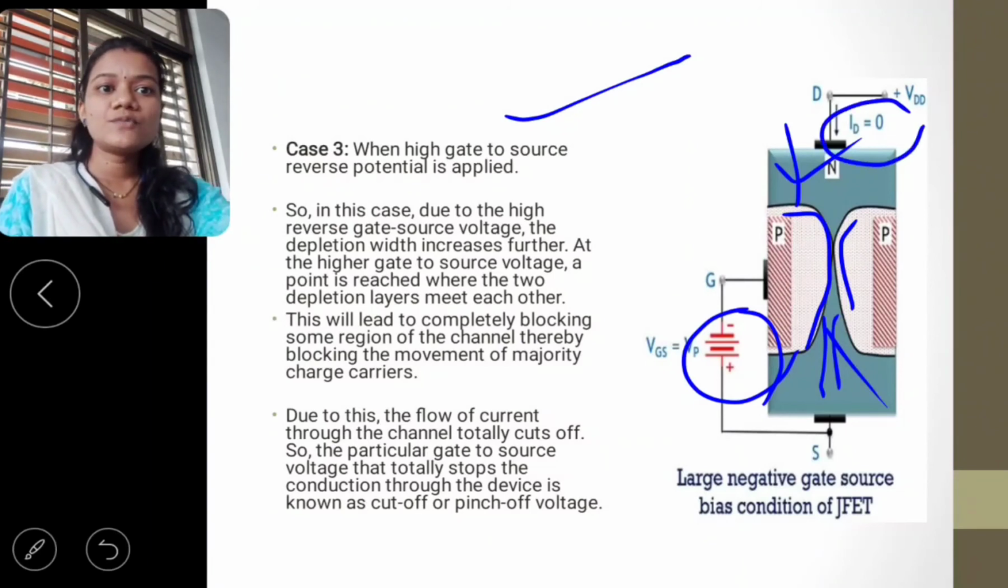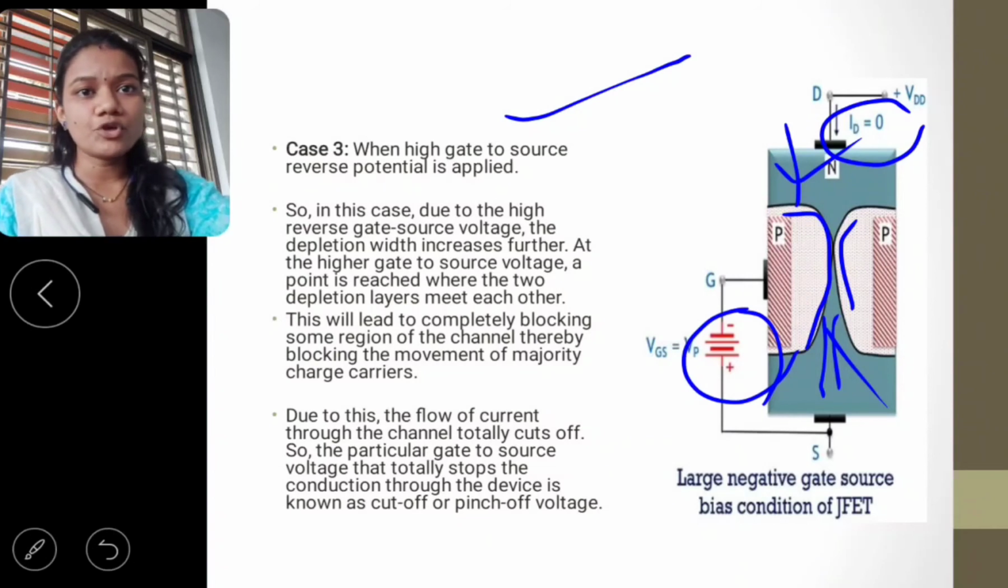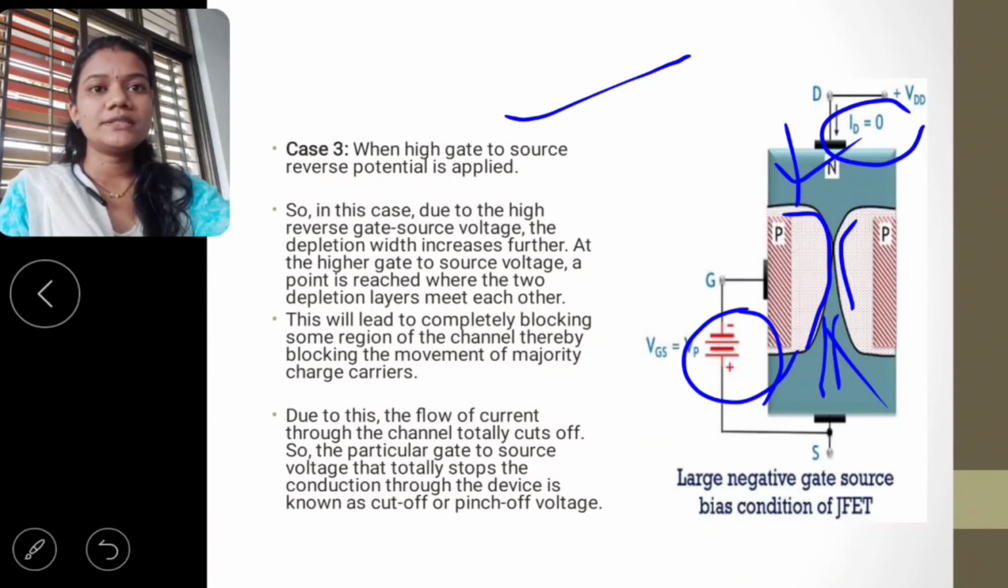So at this point we can say that it is the pinch off voltage. The voltage, that means your VGS at a certain point, when it totally stops the conduction through the device, that point we call the pinch off voltage. It is nothing but your concept of pinch off voltage.